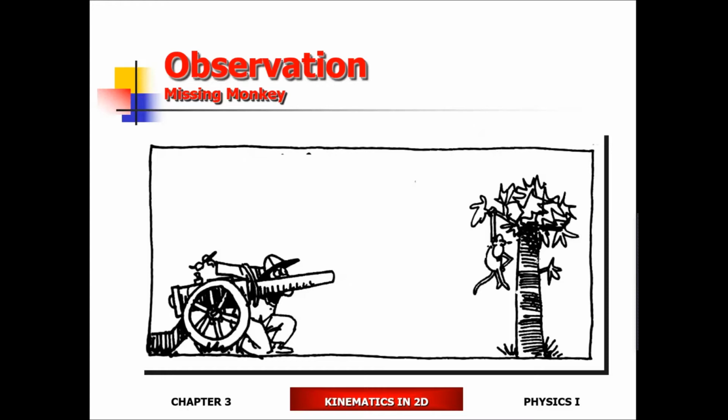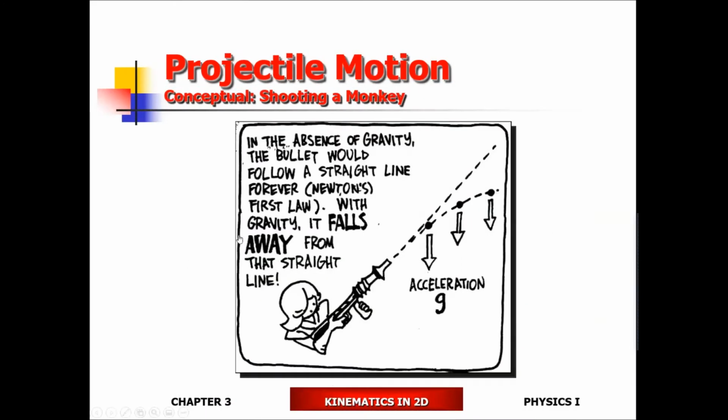If you knew that the monkey was going to release his grip at the moment you fired the cannonball, where would you aim? Is the question. The answer to that question is straightforward. Everything is going to fall at the same rate under the influence of gravity, which means that the monkey and the cannonball should fall at the same rate from this line of sight.